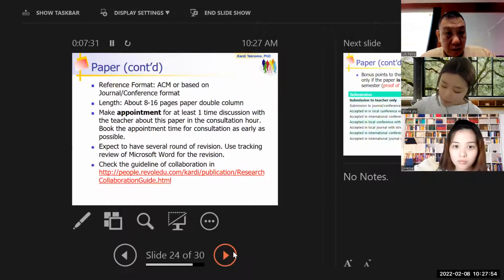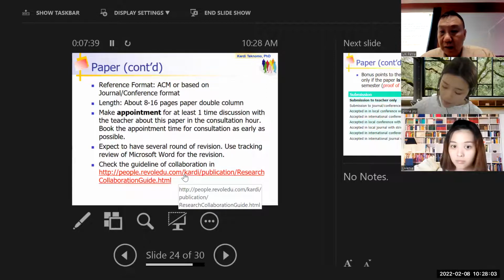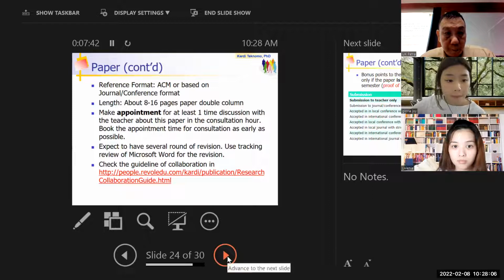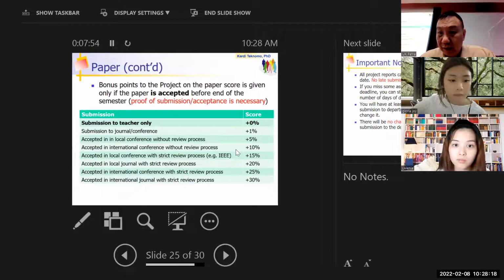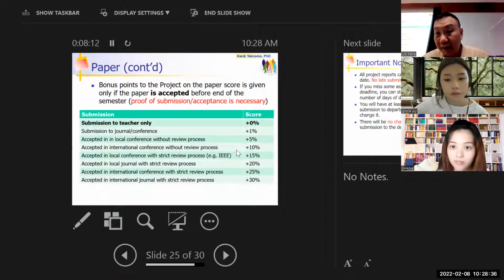Okay. So this is the suggested format. And if you want to collaborate with me, please check this guideline. Okay, so the bonus will be based on not just your submission, but the acceptance before the end of the semester. That's why the deadline is March, so that you can submit it, and then by the end of the semester, it will be able to be accepted. Just a letter of acceptance is enough. No need to publish.